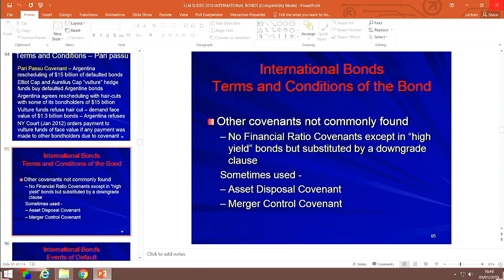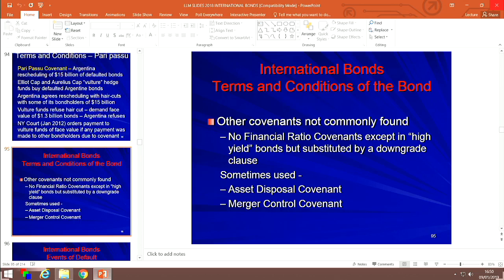You don't expect to see, in particular, financial ratio covenants, which are invariable in syndicated loans. There are, however, some types of bond issues where financial ratio covenants are common, and they are referred to as high-yield bonds. The high-yield bonds I'll come to again as a separate topic later. Like equity convertibles, I'll do a section on high-yield bonds. But you'd expect to see financial ratio covenants in high-yield bond structures. I'll come to that at a later time.